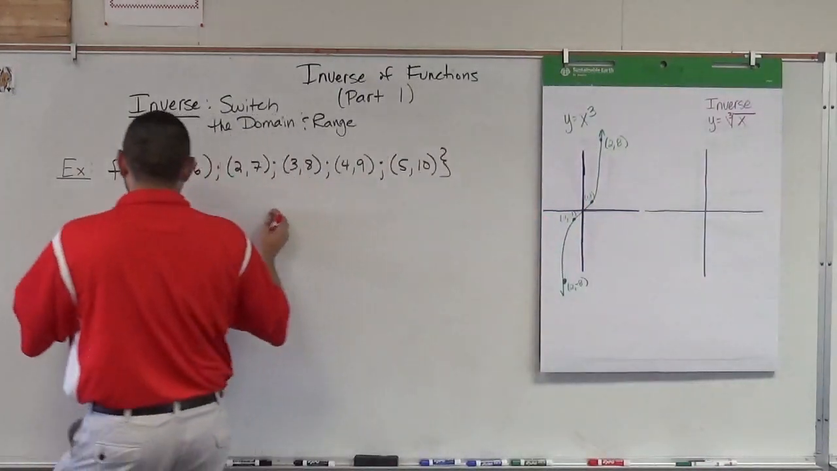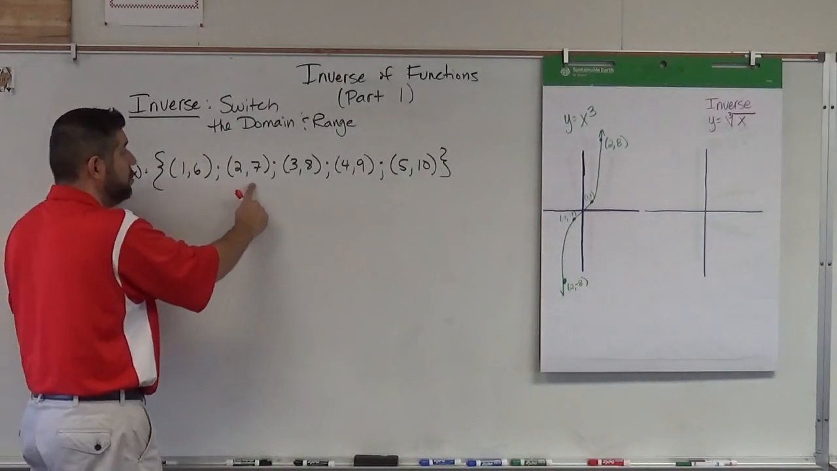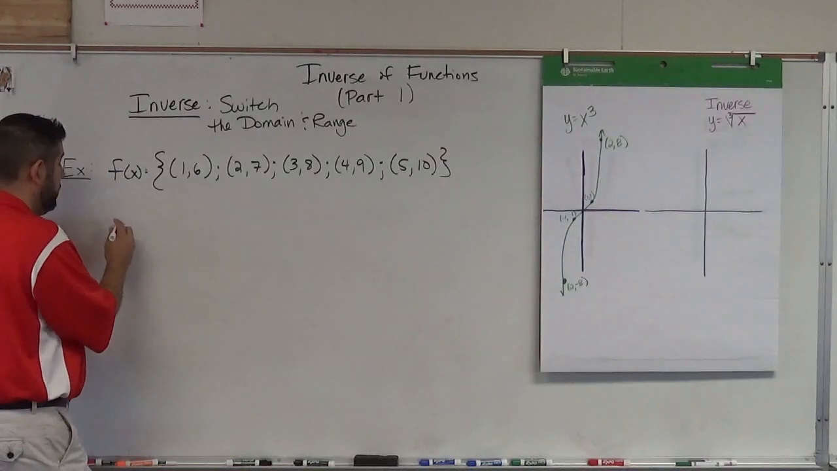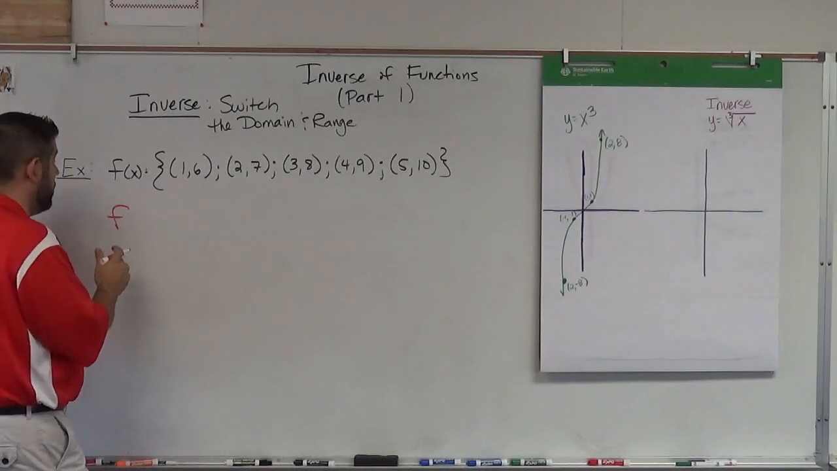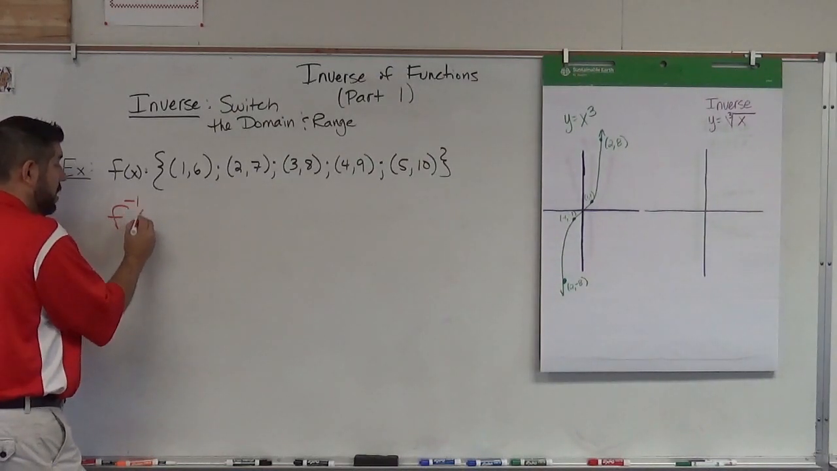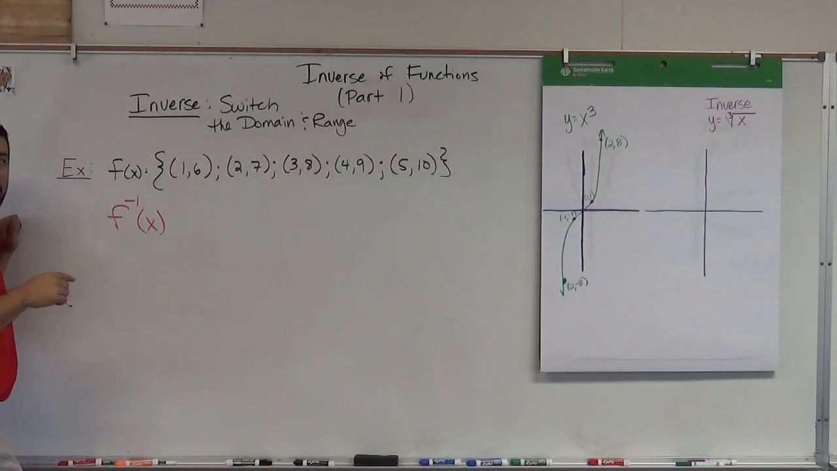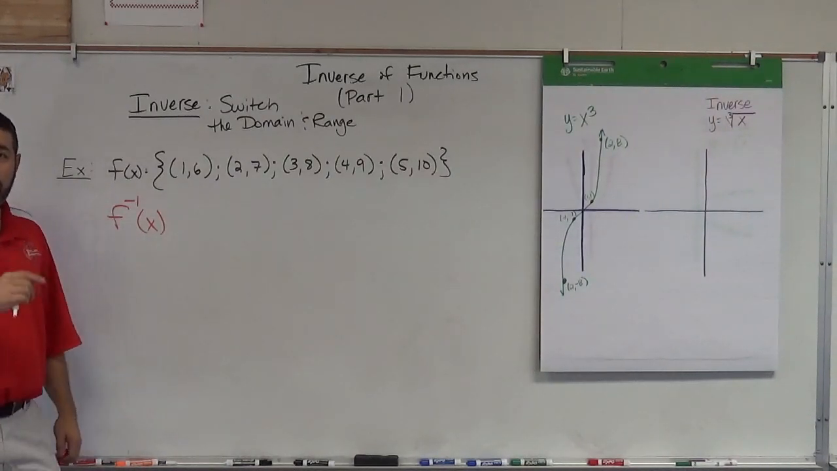So let's take a look here. I have a function, and this is just a function of points: (1, 6), (2, 7), (3, 8), (4, 9), (5, 10). My inverse function, which in this case will be a function, and we'll want to know for sure if it's a function or not. For f inverse, we put an inverse with a negative 1 right above, kind of like a power, but it's not a power. Some of you that were in Algebra 2 or a class before know that a negative 1 power is really the reciprocal. It's not the same with functions. This is just a notation for inverse function, okay?